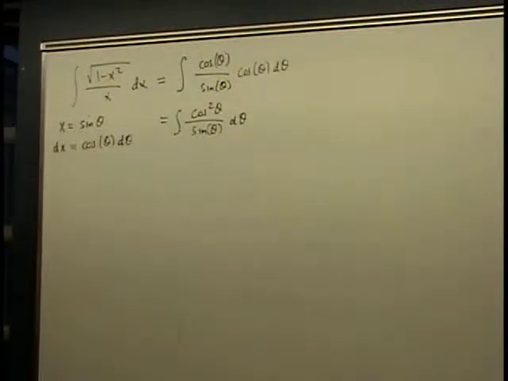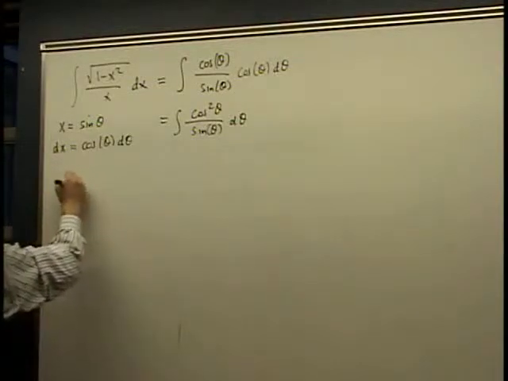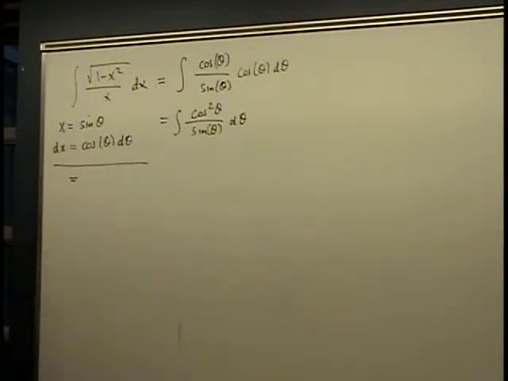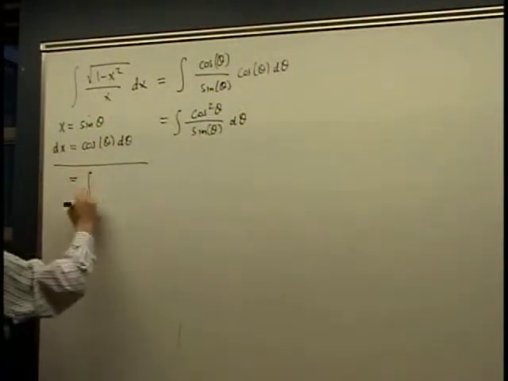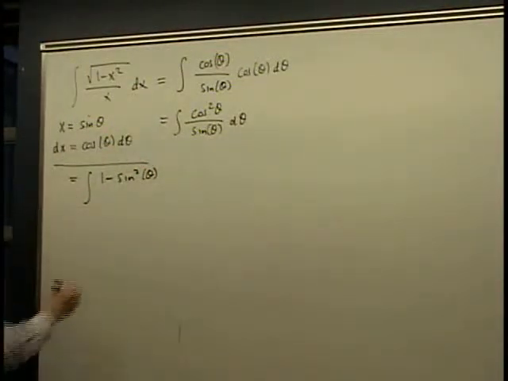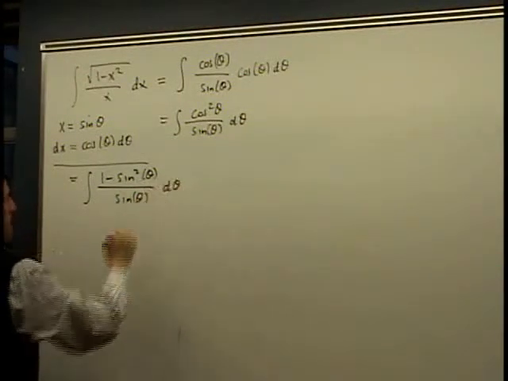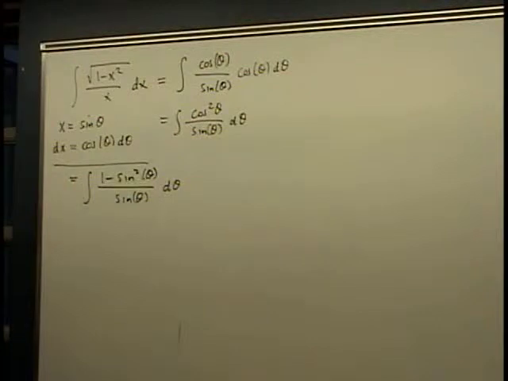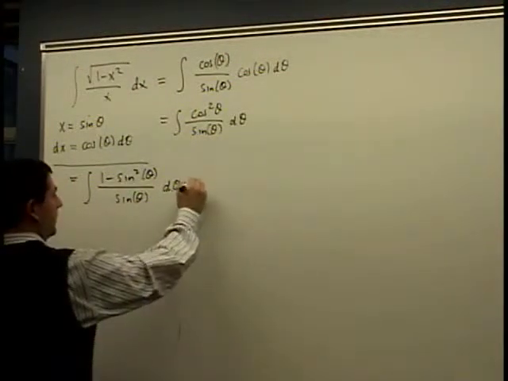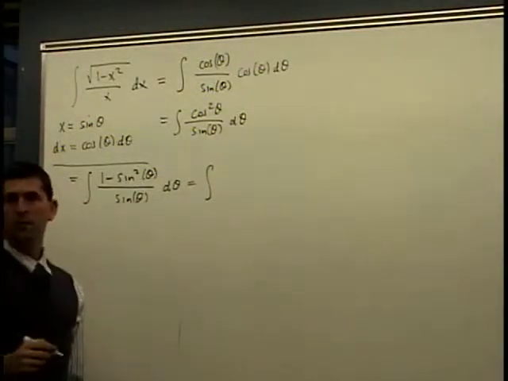Cos squared into 1 minus sine squared. Yeah, let's try it. So we replace cosine squared with 1 minus sine squared. And I suppose you probably want to break this up into 2 different fractions. So 1 over sine. What's 1 over sine? Cosecant.